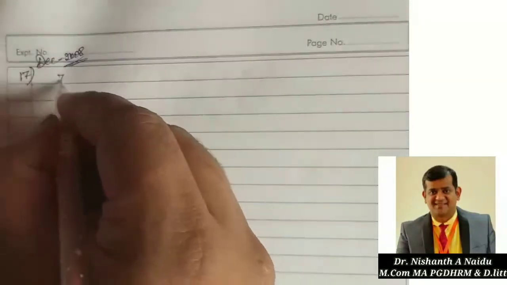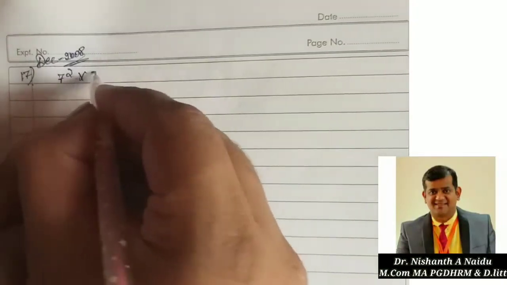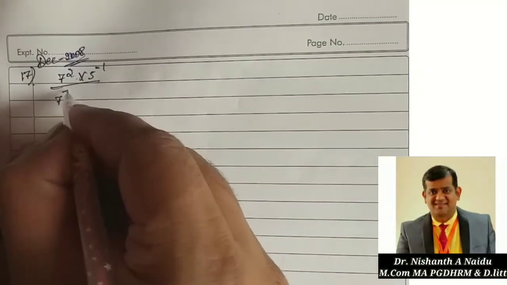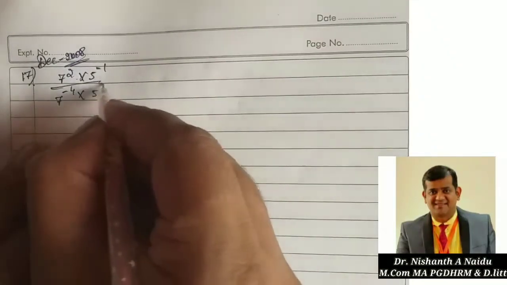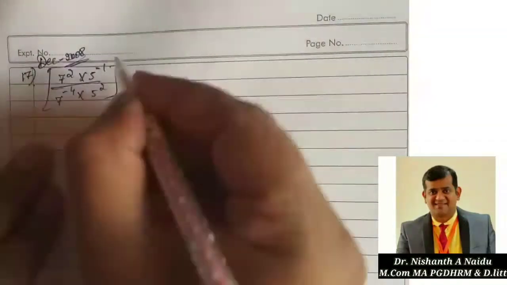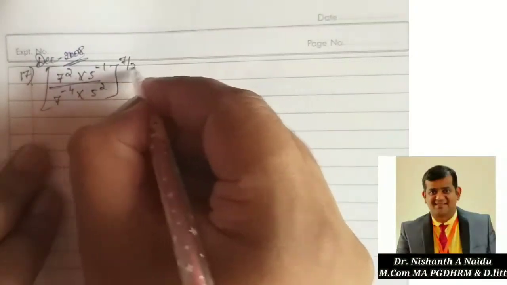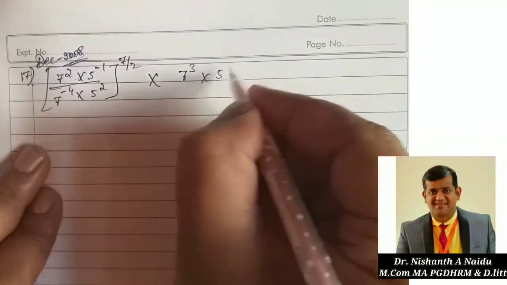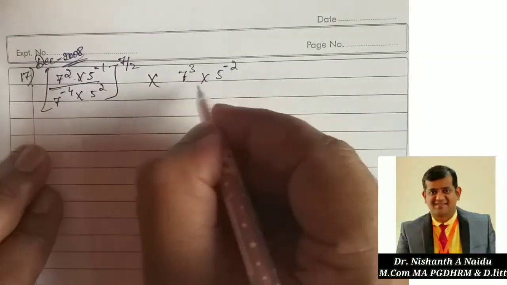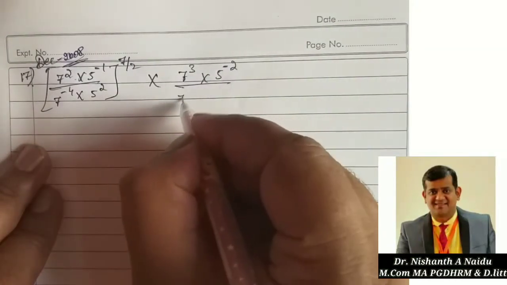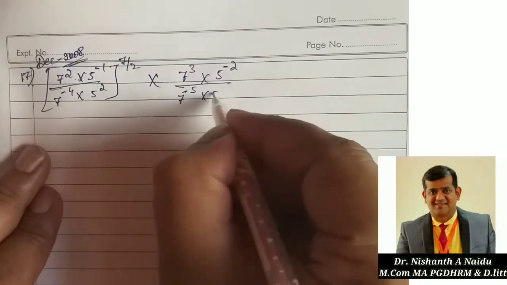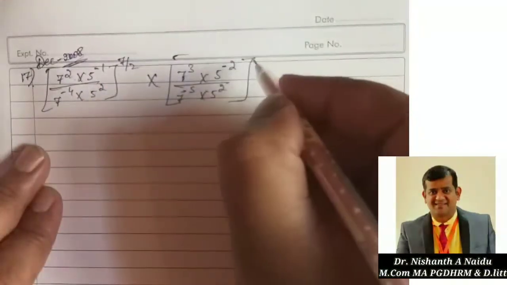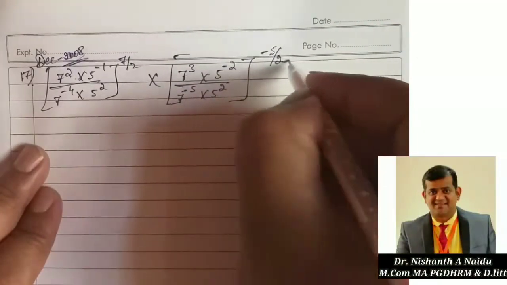So the question is: (7 to the power of 2 into 5 to the power of minus 1 divided by 7 to the power of minus 4 into 5 to the power of 2) whole power 7 divided by 2, into (7 to the power of 3 into 5 to the power of minus 2 divided by 7 to the power of minus 5 into 5 to the power of 2) whole power minus 5 divided by 2.